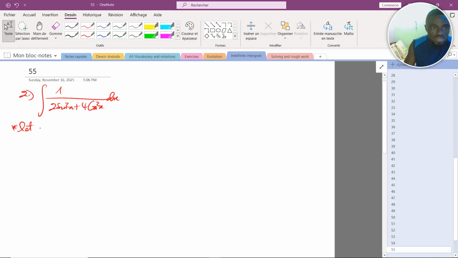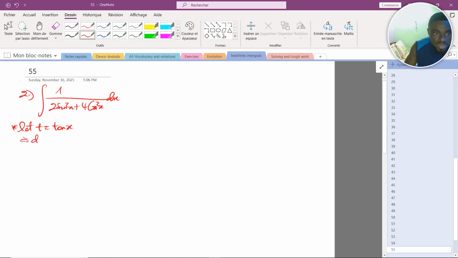So I'll let my t be equal to tan x. Our nx here is simply 1 times x, that is tan x. You understand? From here, I'll directly find dx.